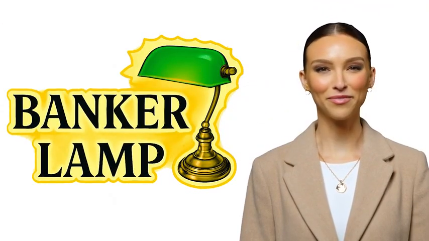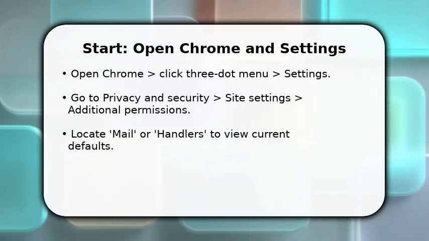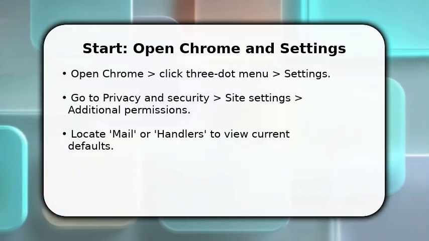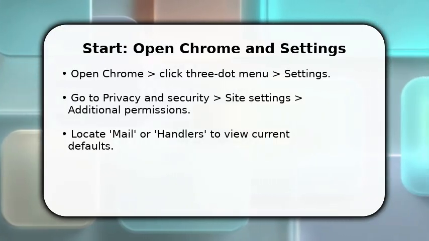You begin by opening Chrome and going straight to Settings. This puts you in control. Once there, you navigate to Privacy and Security, and then Site Settings so you can reach additional permissions.